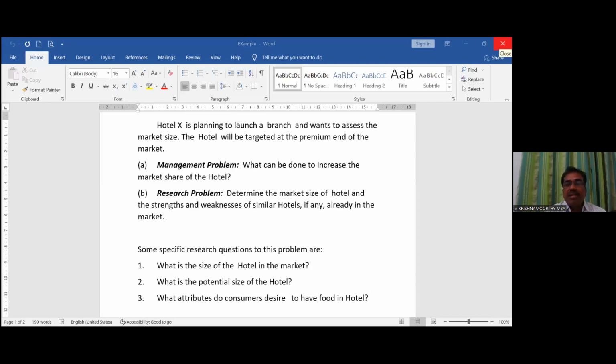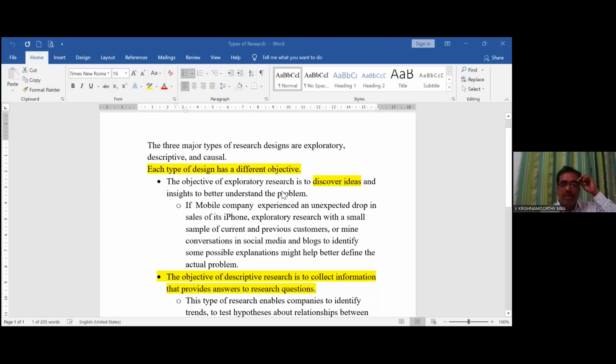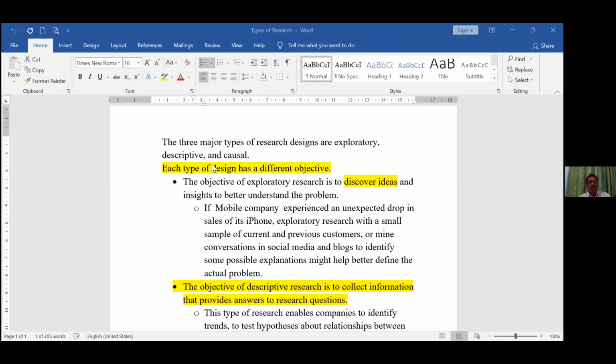Now I will share another one, just now I will share another Word file. This is also relating to research. The three major types of research design are exploratory, descriptive, and causal research. Each type of design has different objectives. For example, the objective of exploratory research is to discover ideas and insights to better understand the problem.